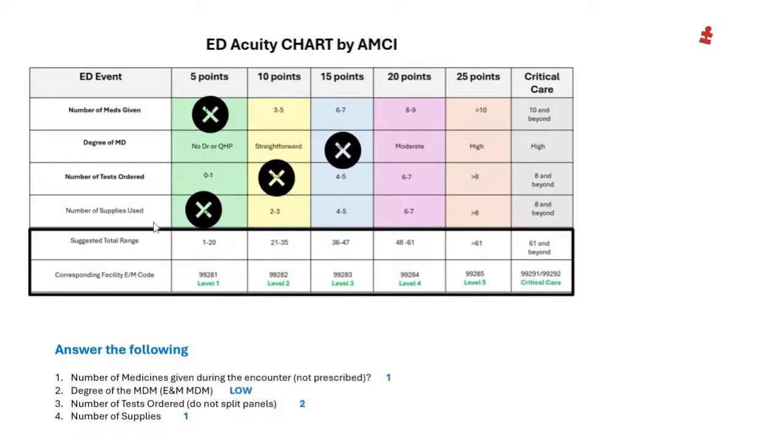The number of supplies used also fall here. The degree of the MDM is here, and the number of tests ordered are here. So now you got to add it up. So you add the columns.